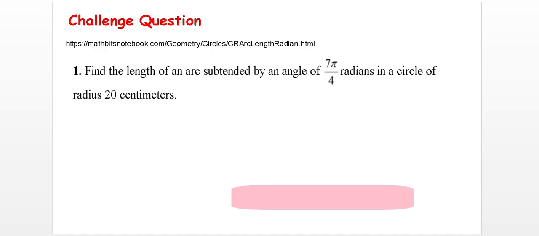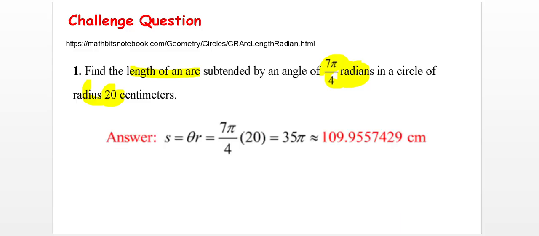Here it says find the length of an arc subtended by an angle of 7 pi over 4 radians in a circle of radius 20 centimeters. Now length of an arc, that means you have to use the formula for the arc length. The angle is given in radians, this is the radius. Put all the values into the formula and get the answer. Better pause the video here and solve this question on your own.